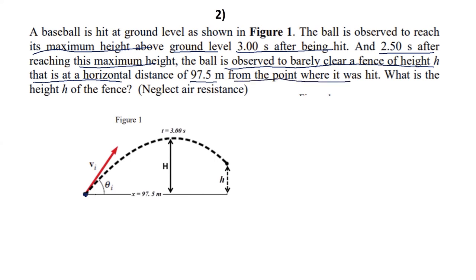Basically, you see it here. This distance here is 97.5. So the question is, what is h? What is the height of the fence? I can also ask you, of course, what is the maximum height? So here, 2 seconds after being hit, I reach the maximum height, and then 2.5 seconds later. So basically, this time here is 5.5 seconds because it took me 2.5 seconds to go from here to here. Okay, this delta T.